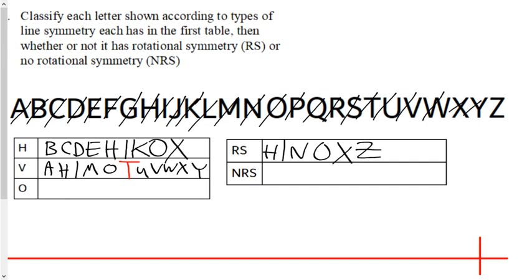So your answers for rotational symmetry were H, I, N, O, X, Z. And obviously the rest didn't matter because they all count.